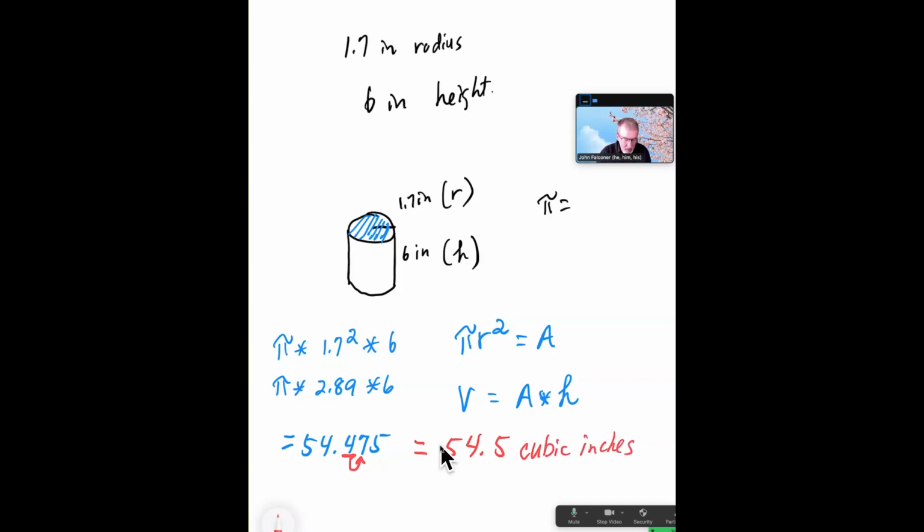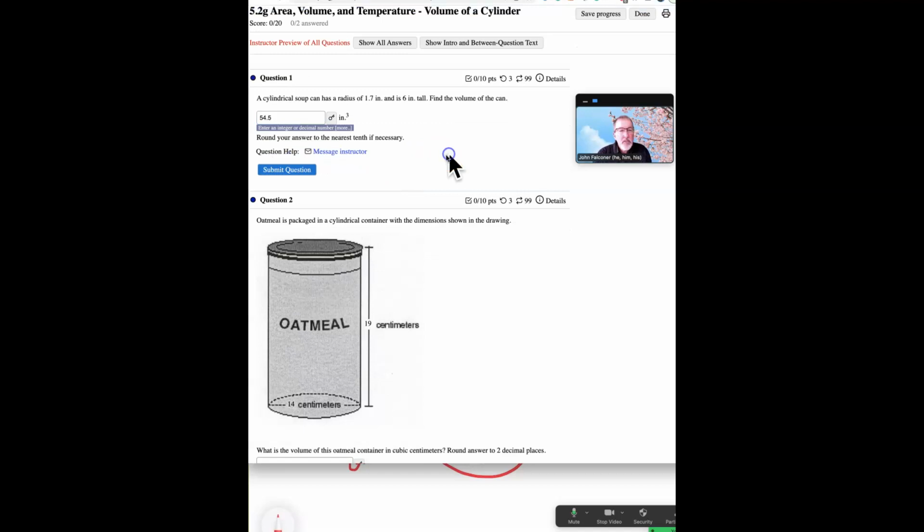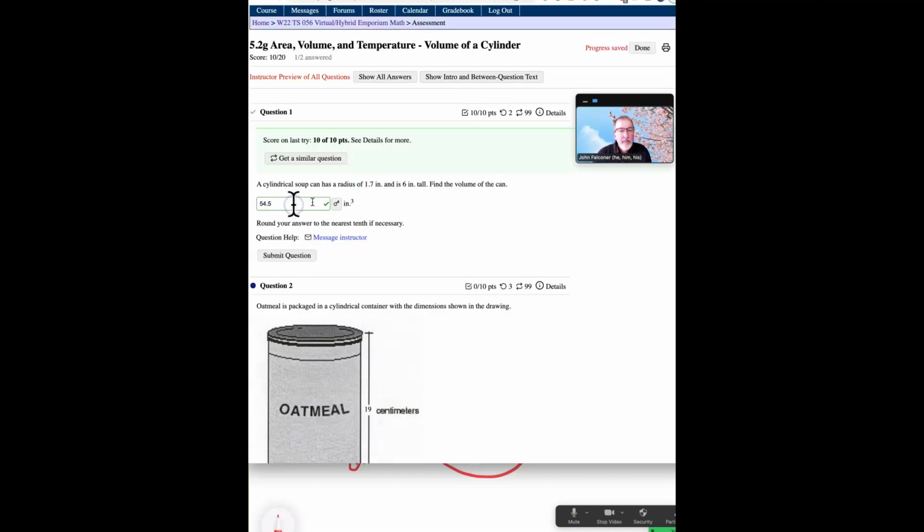And usually at WAMAP, they put the units there for you. So it says inches cubed or cubic inches, that's the same thing. So if you put in 54.5, that should work. Hoping for a green check, there it is.